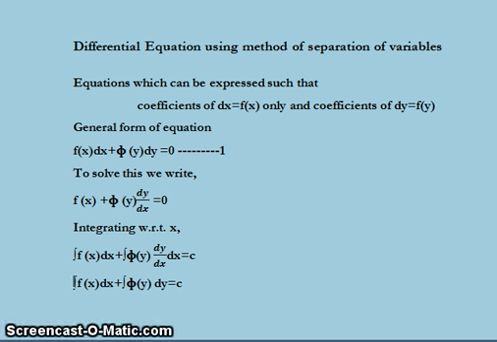Or we may write this equation as integral of f(x) dx plus integral of phi(y) dy equal to c. This is the solution to equation number 1. Thus, the solution of equation number 1 is obtained by adding the integrals of f(x) and phi(y) with respect to x and y respectively and equating their sum to a constant.